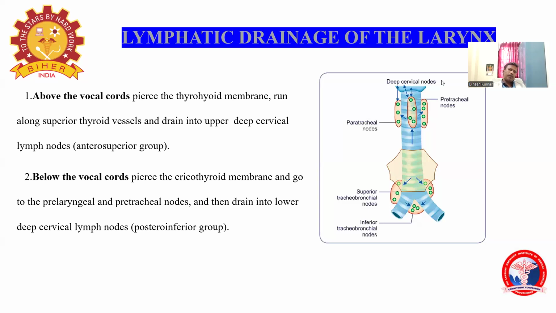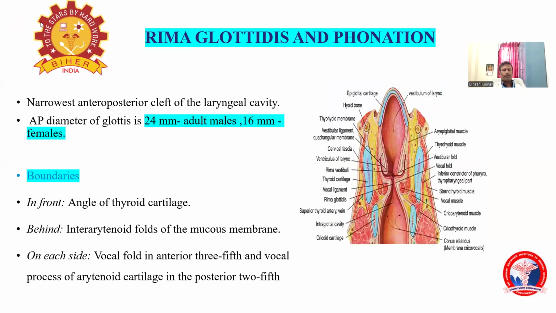So here, the same deep cervical nodes, prelaryngeal nodes and pretracheal nodes, superior tracheobronchial nodes and the inferior tracheobronchial nodes.